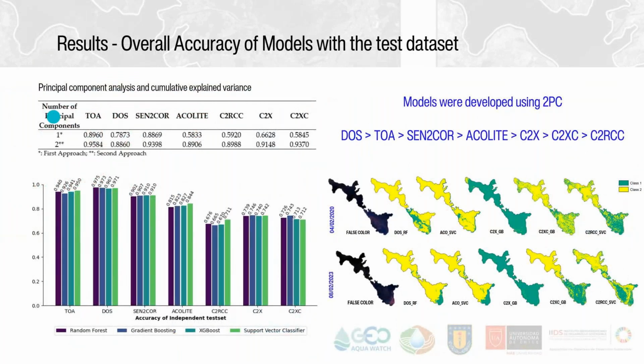So this table shows the different cumulative explained variances we achieved with the different data sets by using one principal component. The 70% threshold that we set as a criterion did not hold for the water-based processors, AquaLite, C2RCC, C2X, and C2XC. This, we believe, implies that the water-based atmospheric correction methods are just more complex than the TOA and the land-based processors, which is why we might be getting these results. So when we applied two principal components, all processors were able to achieve the threshold we had set.